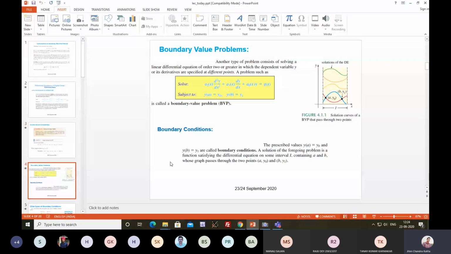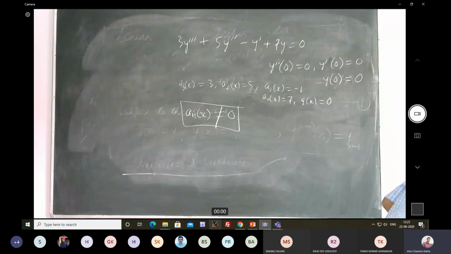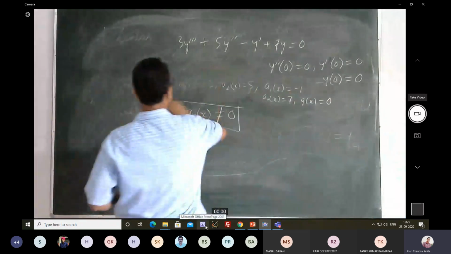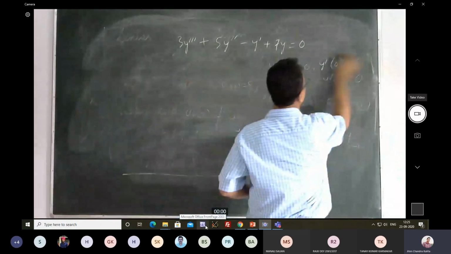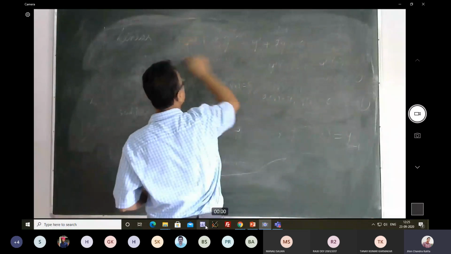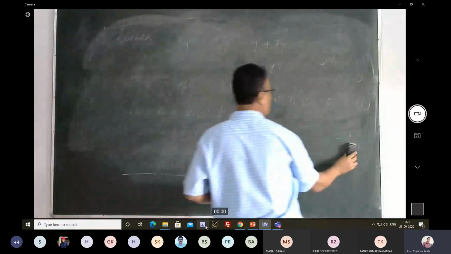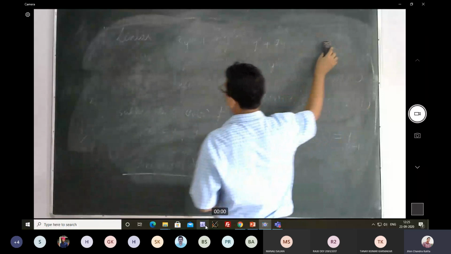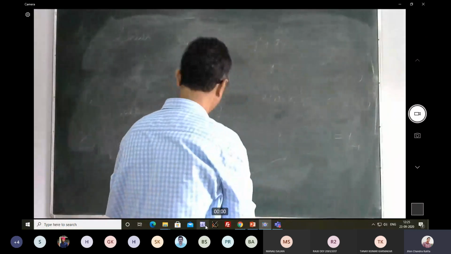So these boundary value problems I have again earlier. What I did, maybe I will just hide it for the time being. Okay, fine. So now let me make the distinction. I'll be discussing a second order ODE.